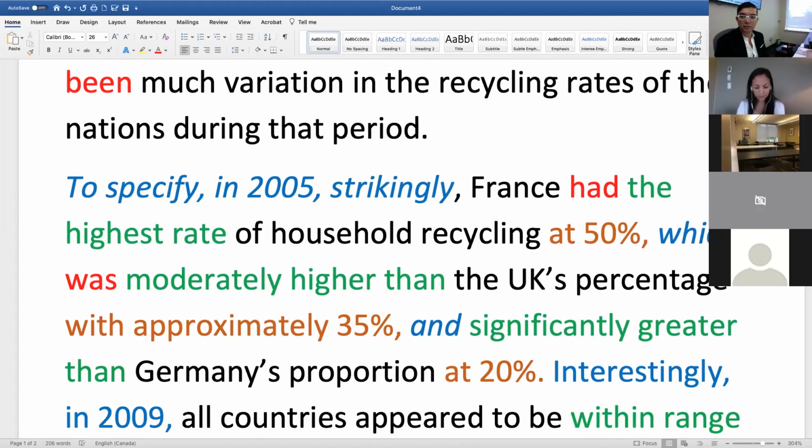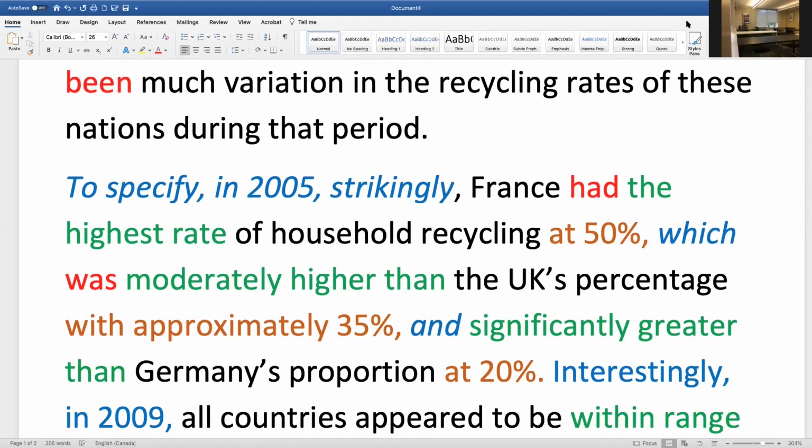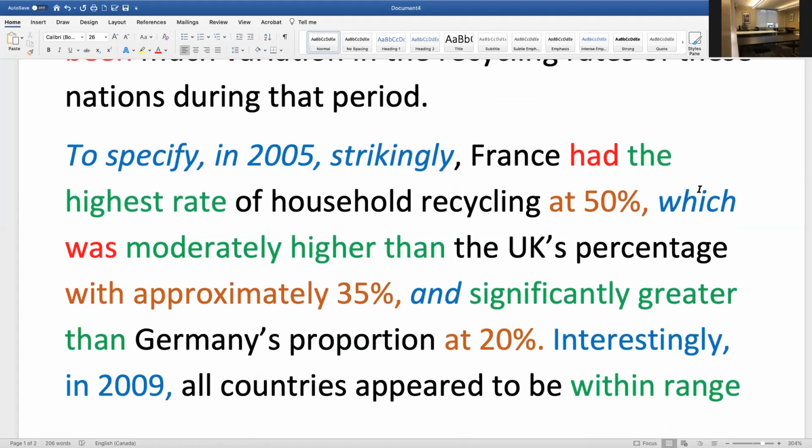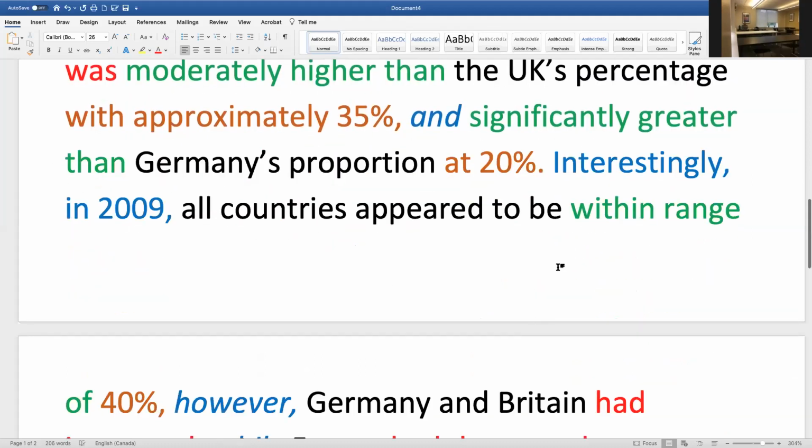In 2005, strikingly, France had the highest rate of household recycling at 50%, which was moderately higher than the UK's percentage, with approximately 35%, and significantly greater than Germany's proportion at 20%. Okay, so we compared the first year all in order in one sentence. Okay, good. Next, we're going to talk about the comparison to the other one.